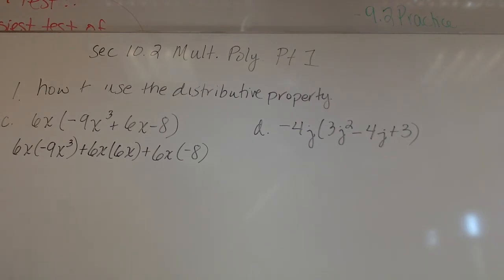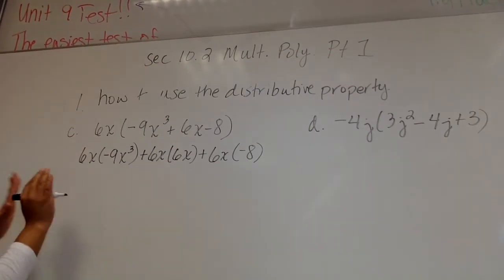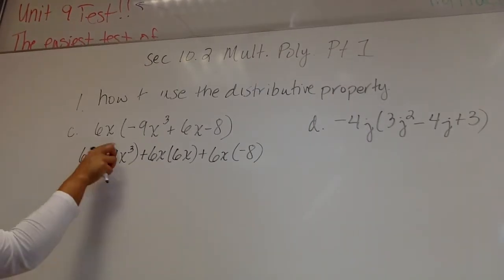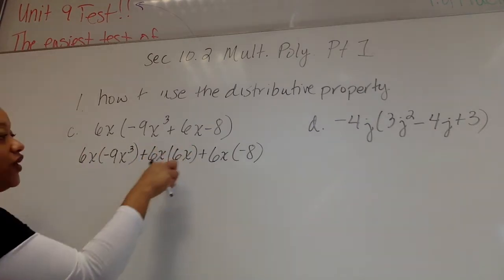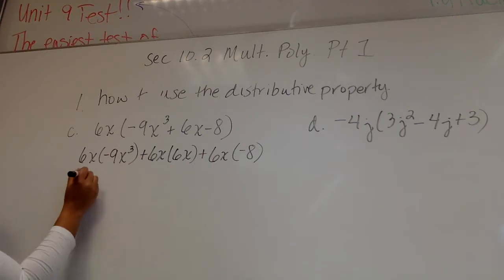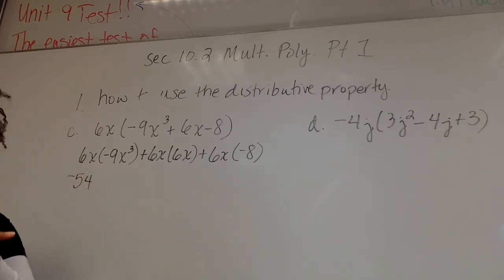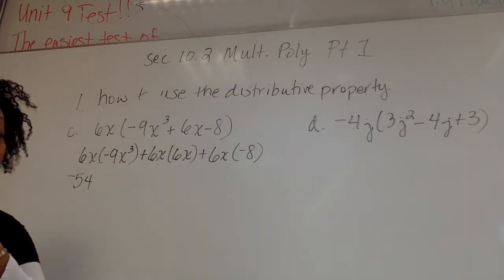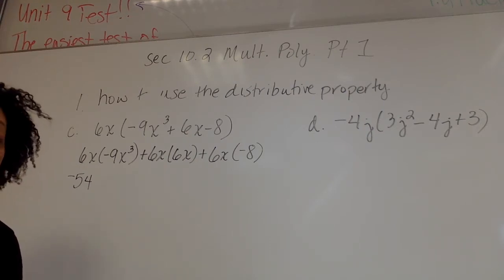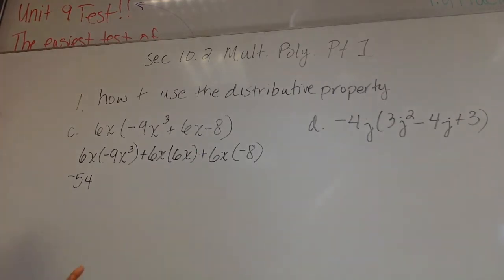So basically, here's what I'm going to do. To distribute the 6x, I'm going to multiply the coefficients, and I'm going to add the exponents for all these like bases. I know that 6 times negative 9 is negative 54. If you don't know that, your calculator does. So you need to have that nearby to do some of this calculation, because you can't get a sign wrong or anything like that, or the whole thing is wrong.